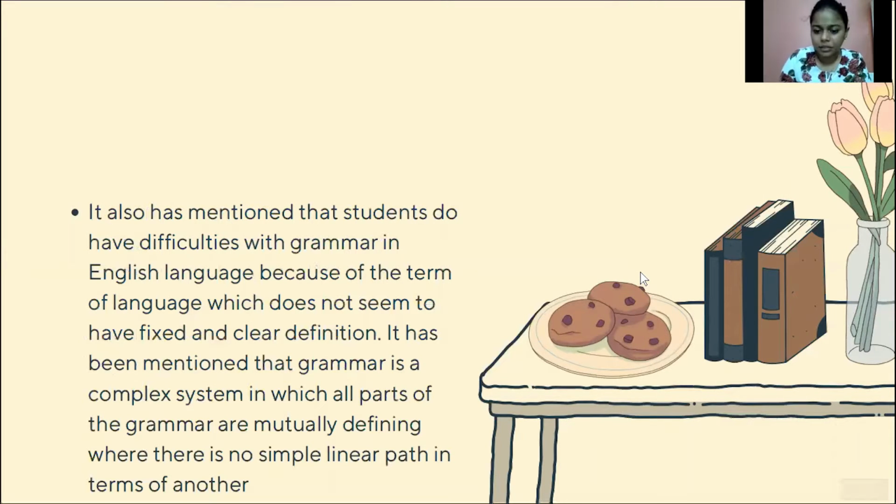So it also mentioned that students do have difficulty with grammar in the English language because the term grammar does not seem to have a fixed and clear definition. It has been mentioned that grammar is a complex system in which all parts of grammar are mutually defining, where there is no simple linear path from one term to another.